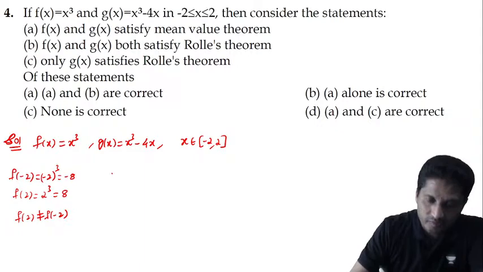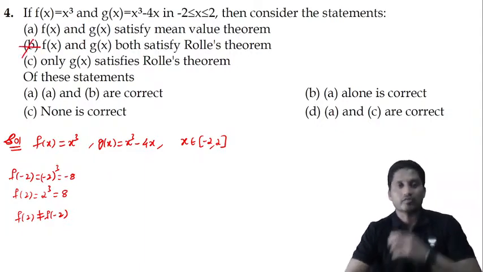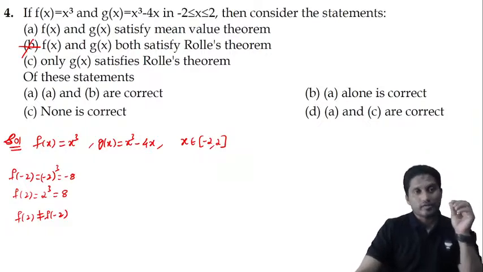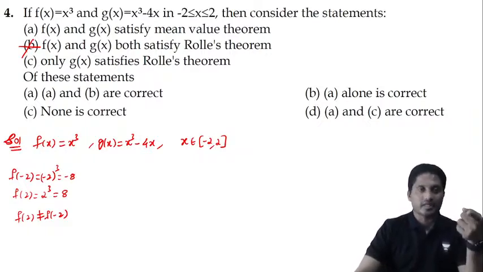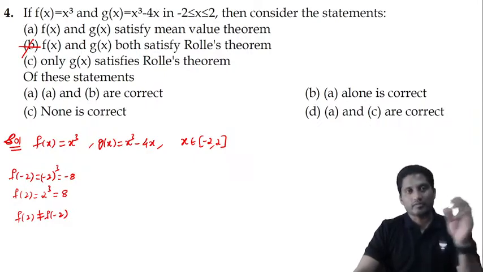But if I take suppose g of x, so this means that f of x is ruled out. For f of x, Rolle's theorem is not applicable, so f of x is ruled out. It's given in the question that f of x and g of x both satisfy Rolle's theorem. So option B should be false.